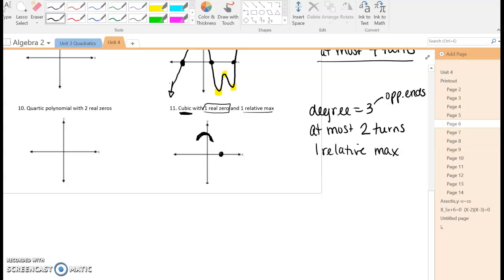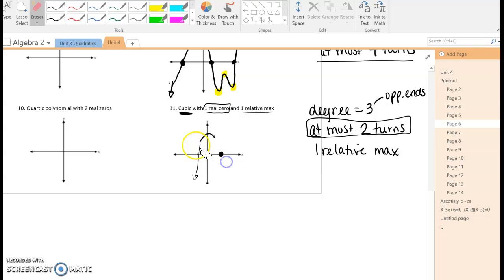So if I'm going to go through this point, hold on, let me open this up a little bit so it makes it a little bit easier. If I'm going to have a maximum like this and go through this point, I can't have another turn here. I identified that since it's cubic, I can have at most 2 turns. I can't have another turn here, sending this back in the upward direction, because if I were to do that, then this graph would actually end up having 3 x-intercepts.